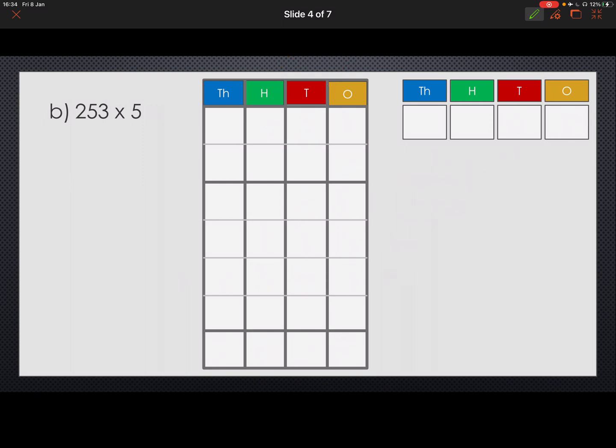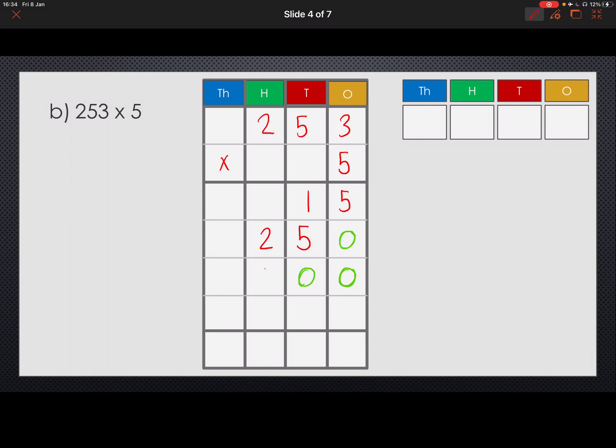So let's have a look. I'm going to cheat, and I'm going to write my zeros in here, ready to go. Now back to 253 times 5. Right, 3 times 5 is 15. 5 5s are 25. And I'm writing it there because I've already got my 0, because actually it's 50 times 5 is 250. 2 5s are 10.